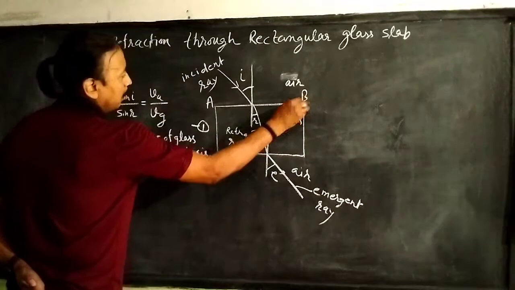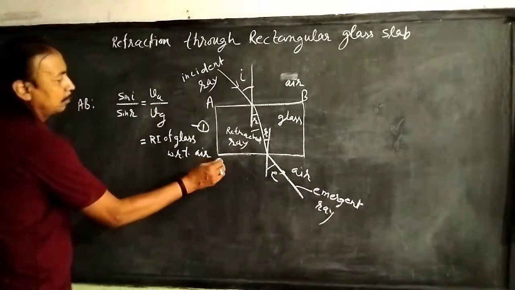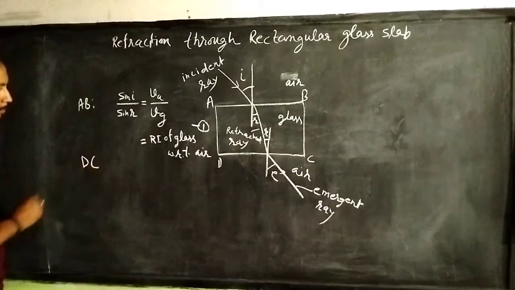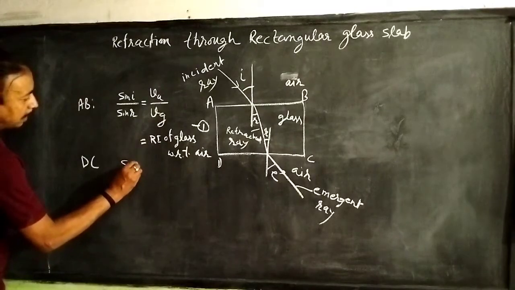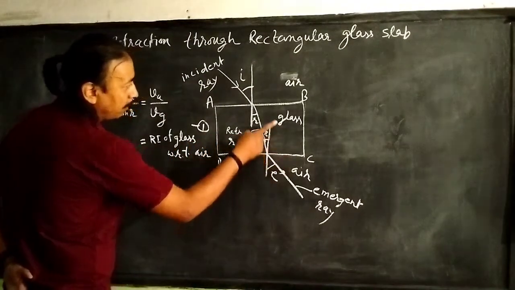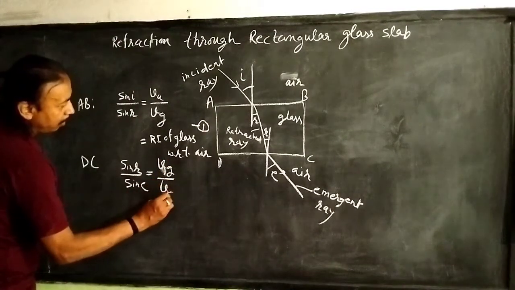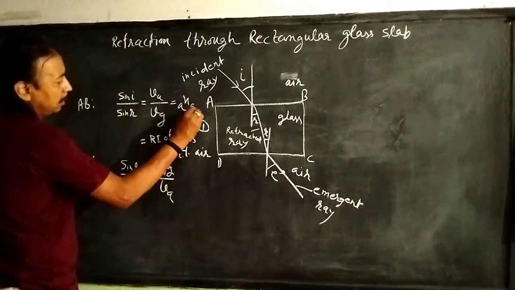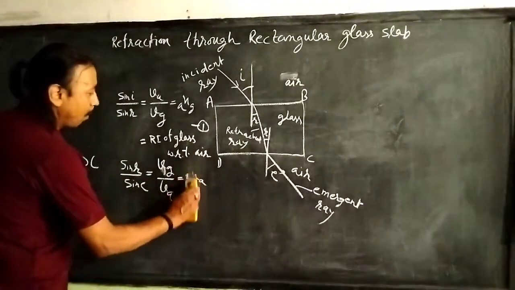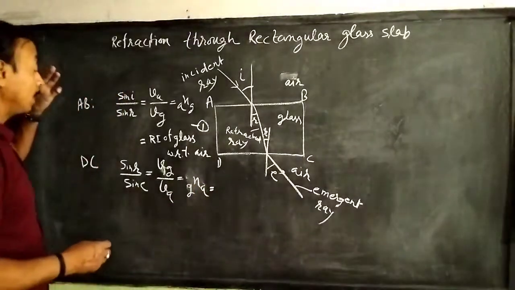This is for refraction through surface AB. Now suppose this is CD, and for refraction through the interface surface DC we can write sin R by sin E equal to the refractive index of air with respect to glass, that is Vg by Va, which we write as g to a.